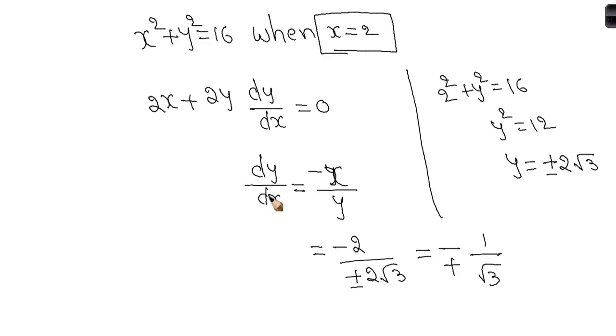This is what they meant to say, that find the derivative of the given implicit function at x is equal to 2. Let me solve another example.